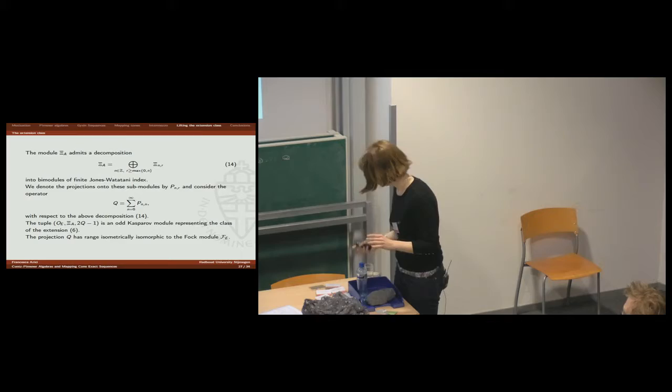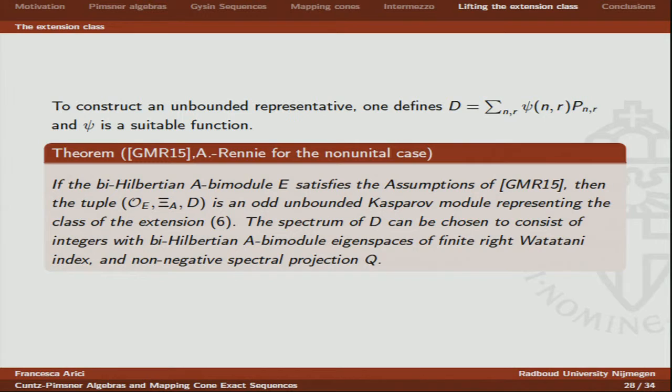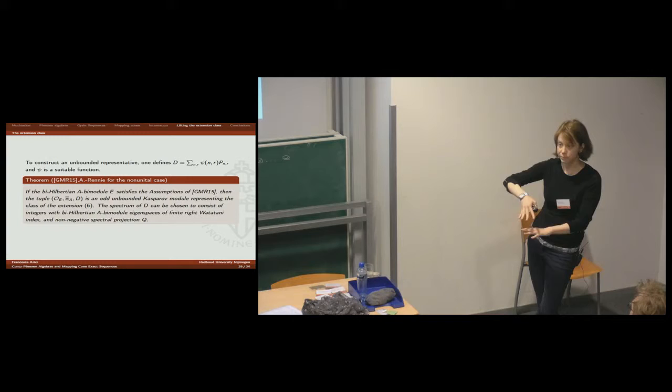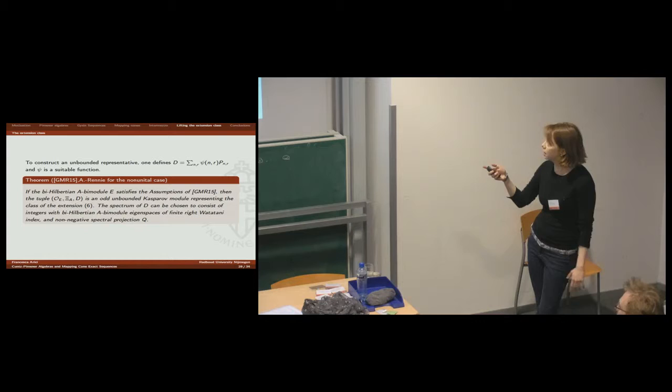Okay. And then you also need, of course, to give a form for the operator, and you define this operator using a suitable function that I won't describe here, but in some sense it measures how far you are from the fixed point algebra when you are in one of these components of the module. And it turns out that this operator actually does the trick, and what you get is an unbounded representative for the bounded module that I described before.